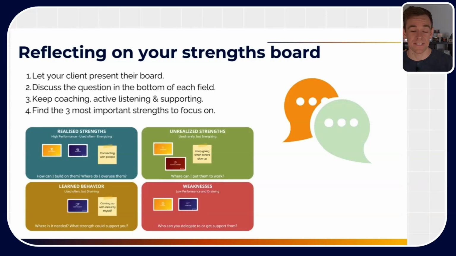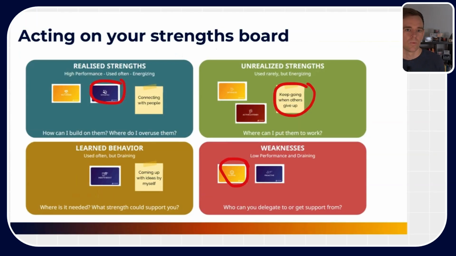So at the end of this step, you are left with only 3 cards or 3 post-its that you can use further. With this, the strength board is complete and you can encourage your client to take action, to focus on leveraging these strengths and bringing unrealized strengths into their daily routines. Additionally, you can help them manage or delegate their learned behaviors and, of course, avoid everything that has to do with the weaknesses. Now, how can that look like in a real-life example?